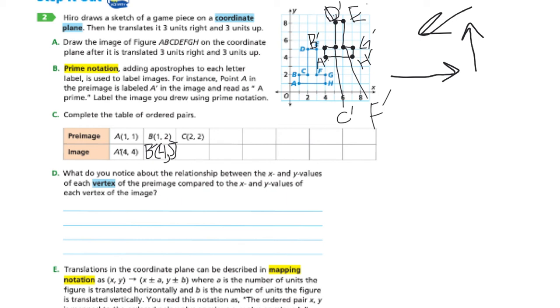All right, then D says, what do you notice about the relationship between X and Y values of each vertex of the pre-image compared to the X and Y values of the image? So they want you to just look at what is the pattern that you notice. I guess I kind of gave it away there. But what are you noticing each time with those pre-image and image ordered pairs? So do that one. Take some time, press pause, and work on that question.